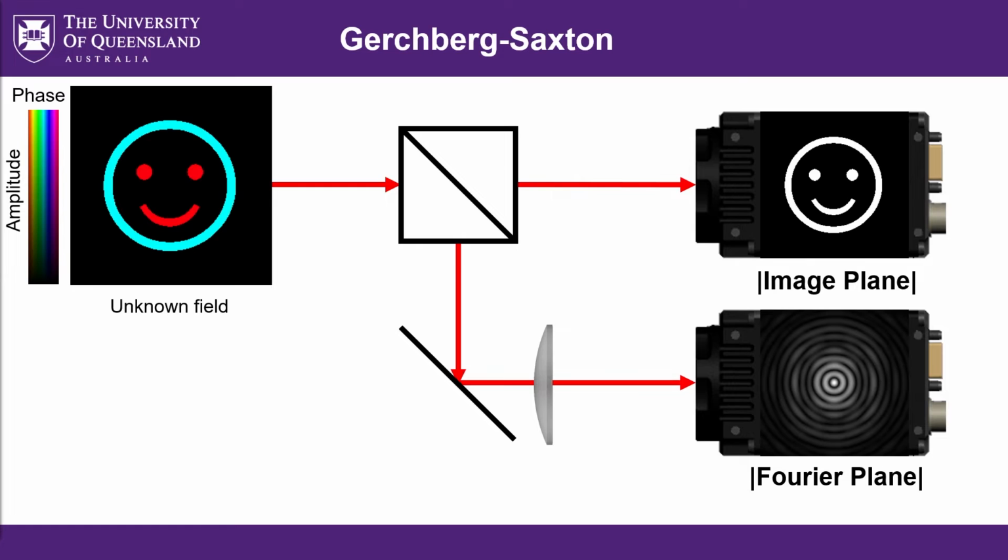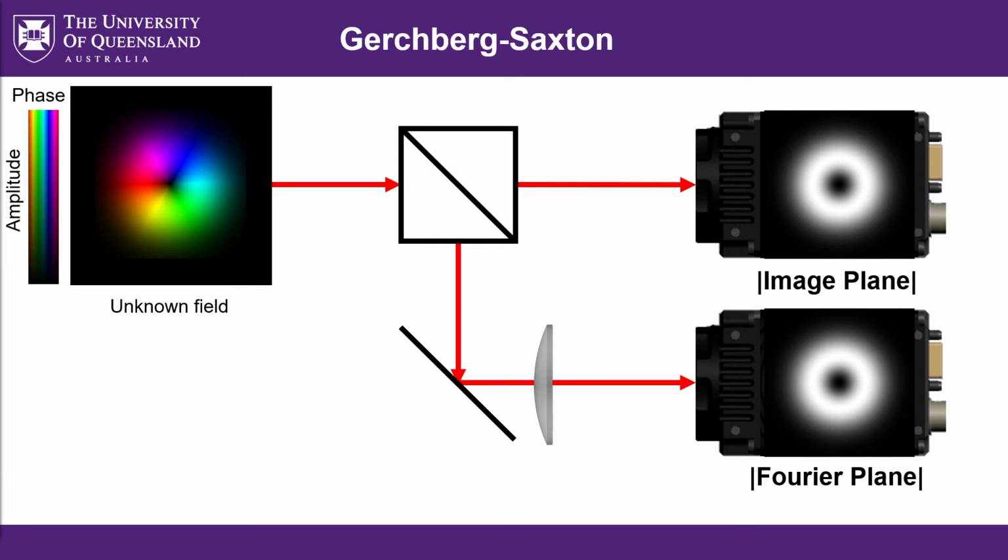You could have a scenario where two beams have the same image plane and Fourier plane intensity, even though their phase is different. The Laguerre-Gaussian modes are an example of this. So the plus and minus azimuthal Laguerre-Gaussian modes both had the same intensity profiles in the near and the far field. You wouldn't be able to distinguish between them using Gerchberg-Saxton.